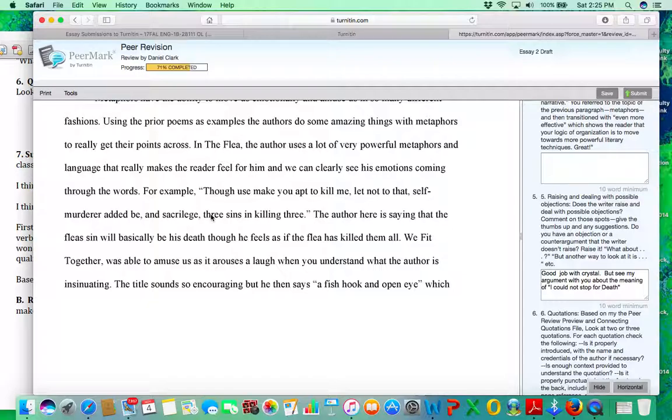is interesting. Would that work with a line like, though use make you apt to kill me? Use meaning like your habits. So your habits, this is line 16, make you apt to kill me. Let not to that self-murder added be. That is, if she kills the flea, is she killing herself? Would that happen if she were to kill or dismiss her other lover or something? Would that still be self-murder? Maybe. So what is the flea there?